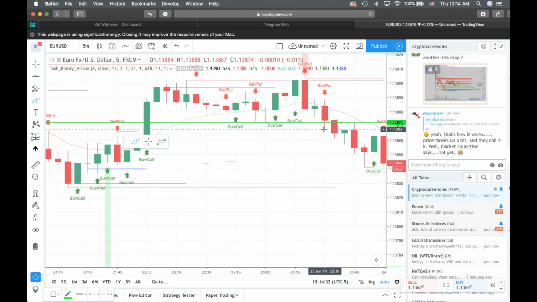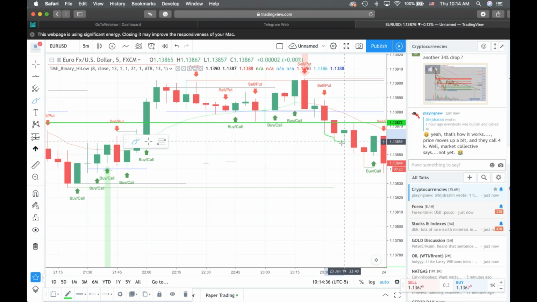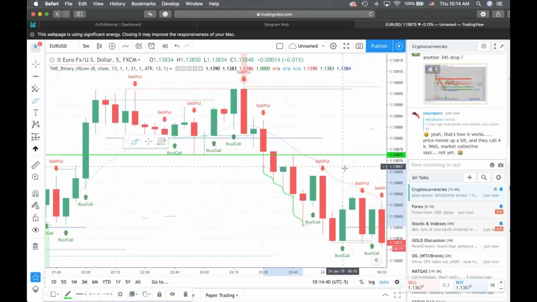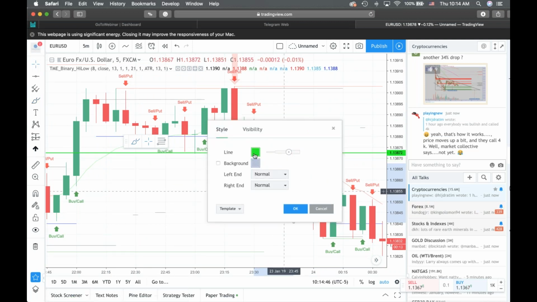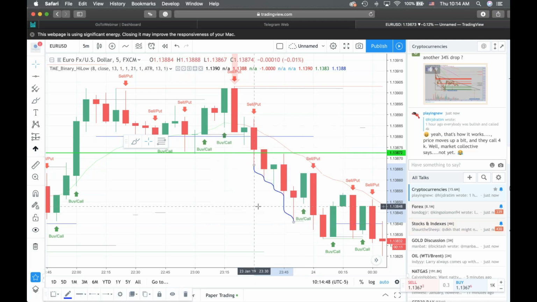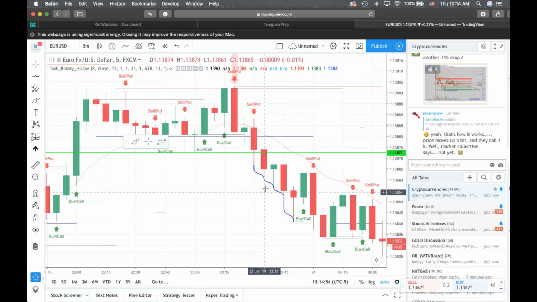It can be shown like this. Okay, and let's put it in blue. It sometimes can be shown like this. That means that it's acting as a dynamic support and resistance.